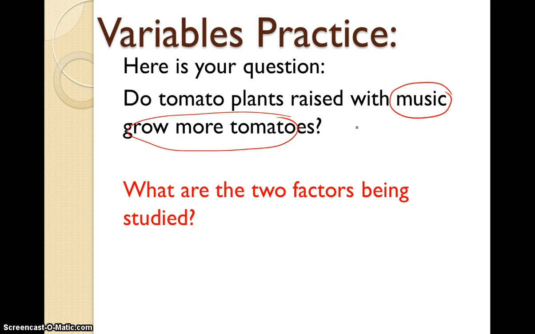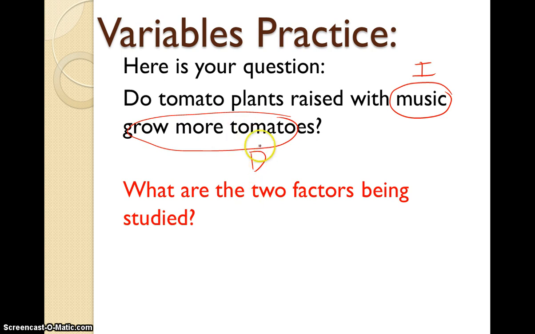Okay? Again, if you want to rewind this and go back to how to do this, starting with either the independent or dependent, do that. I'm just going to tell you what's what here. The music is what you can change, so that's going to be your independent variable. I can change what type of music or how much music or if they get music or not. I can control this in the experiment. What I'm going to measure is the growth. I'm going to count how many tomatoes are growing. Okay, so that's the dependent variable.